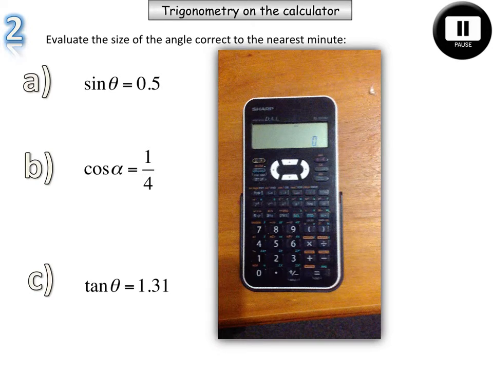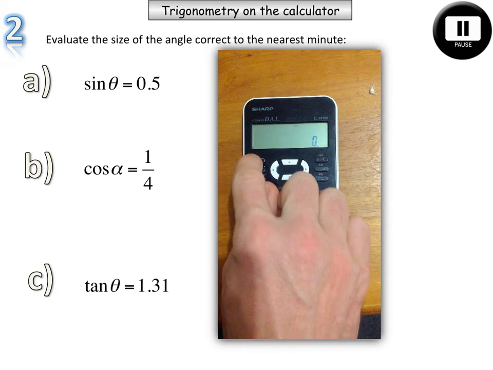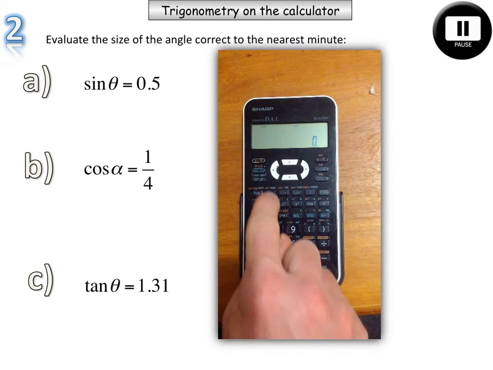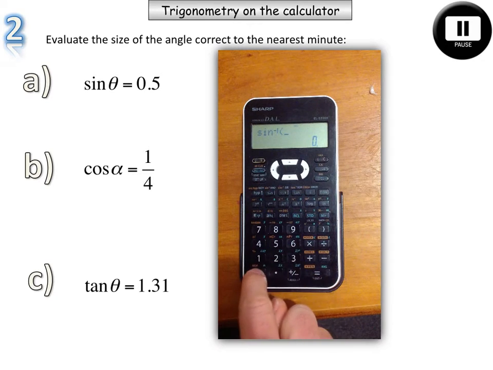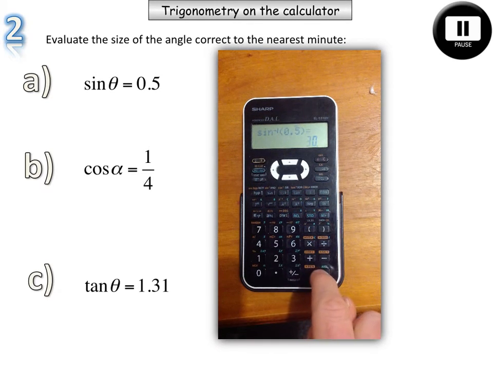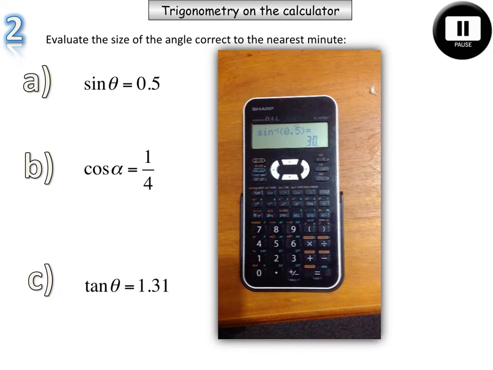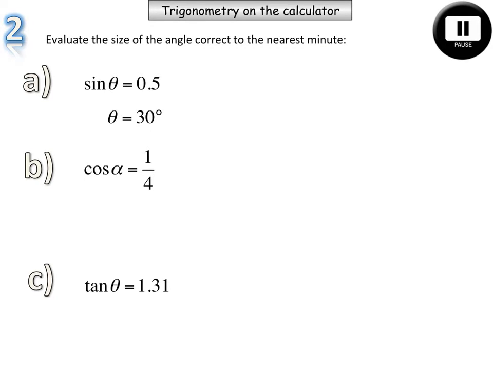To work this out, we have to do an inverse operation, an opposite operation. To do that, we press the second function, then sine, then sometimes you need your brackets, so 0.5, then equals, and our angle will be 30 degrees. So theta equals 30 degrees.